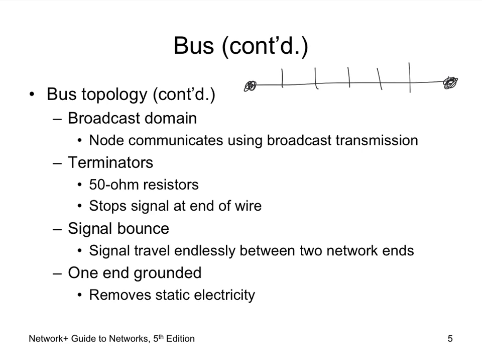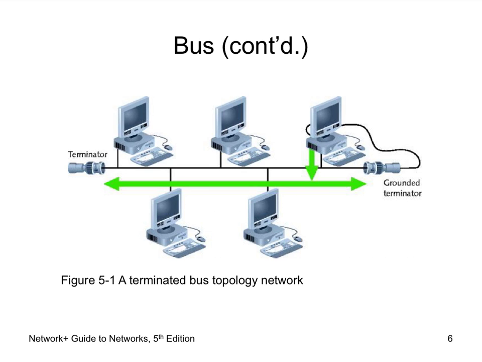It has something called signal bounce, where the signals travel endlessly between 2 network ends, and one grounded end removes static electricity from the mix. There we go, I think that's where we were. Then on the right, we've got the terminator on the left, and you'll notice the flow of data is constant and moving all the time. And very efficient, and that's all we had for years when networks first came out, because we didn't have Cat5, so this is what we used.